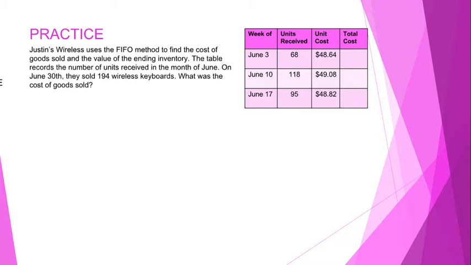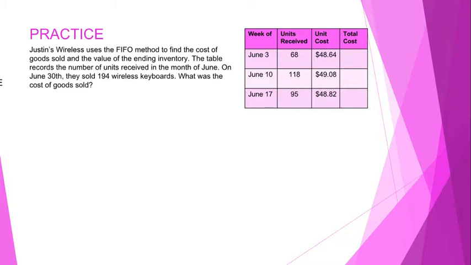Last in, first out method, now, LIFO. The LIFO method assumes that the most recently purchased merchandise is sold first, therefore the oldest units are still on hand at the end of the period. Justin's Wireless uses the LIFO method to find the cost of goods sold and the value of the ending inventory.